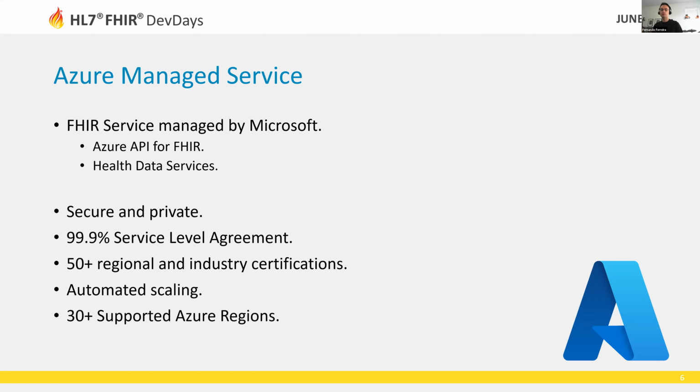And when we think about the managed FHIR services that we host, today we have two services. We have the Azure API for FHIR, and we also have the Health Data Services, which is currently the focus of our team, and we continue to improve the Health Data Services. And it is secure, it is private. We have an SLA agreement of 99.9%. We are available in more than 30 regions. We have automated scaling, and we also have more than 50 industrial and regional certifications.